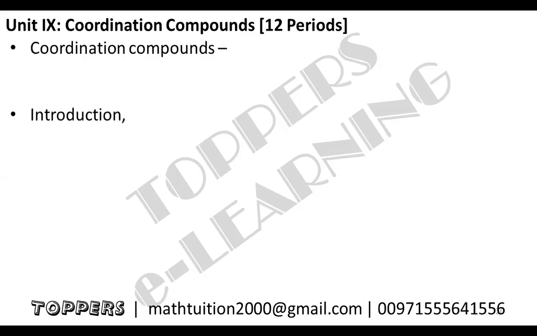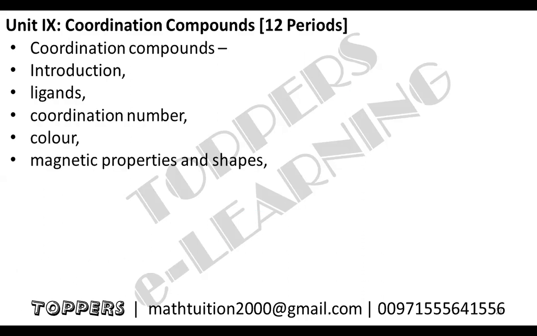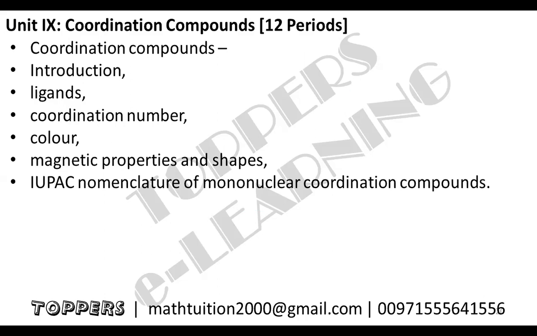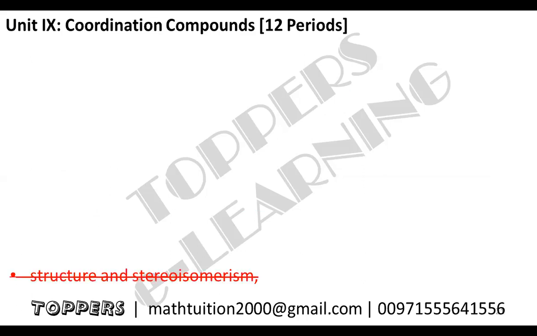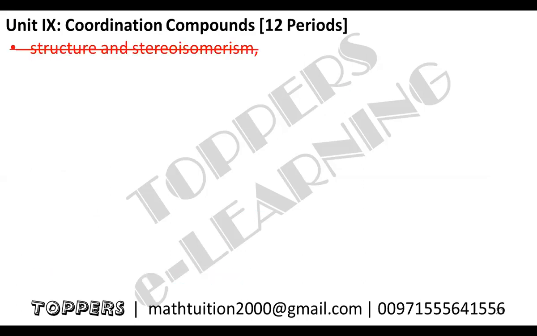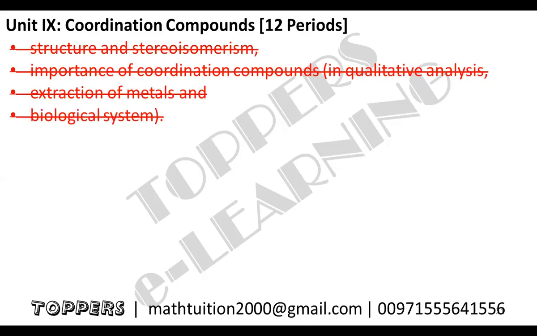Unit 9, coordination compounds. Introduction is there: ligands, coordination number, color, magnetic properties and shapes. IUPAC nomenclature of mononuclear coordination compounds is there. Bonding is there, Werner's theory is there, VBT and CFT are there. But structure and stereoisomerism removed. Importance of coordination compounds in qualitative analysis, topic removed. Extraction of metals and biological system, the topics removed.